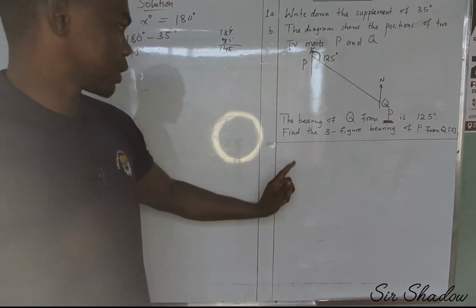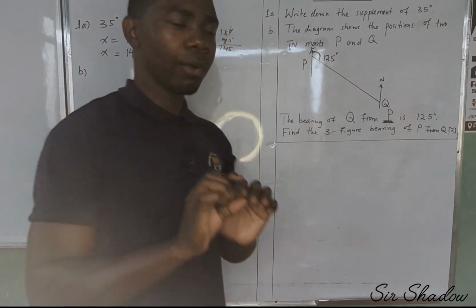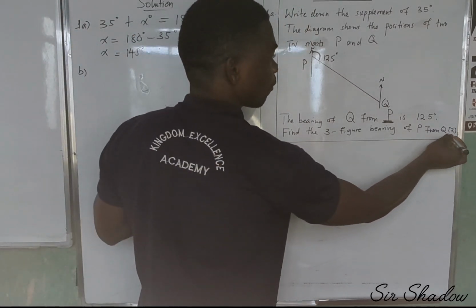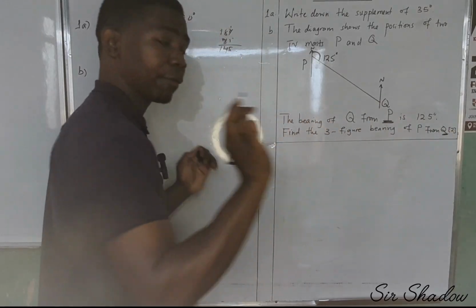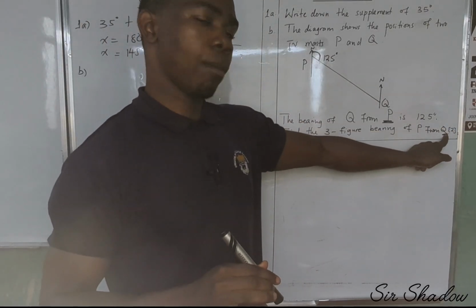So from this, find the three-figure bearing of P from Q now. We want to find the bearing of P from Q. So we go to where it says from. Remember, I said before, whenever we are dealing with bearing, you always go to the from point.